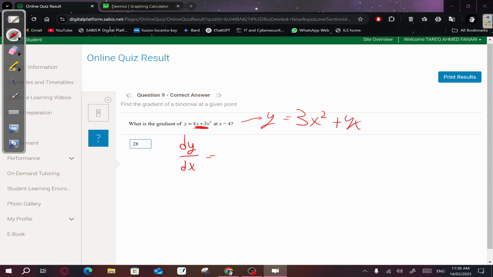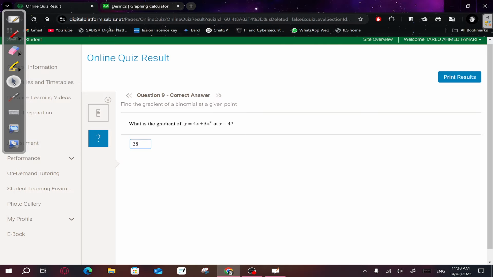So dy by dx is going to be 6x plus 4. Now, at x equals 4, dy by dx equals 6 times 4 plus 4, which gives me 24 plus 4, which equals 28. And this is my final answer. Okay, question 10.